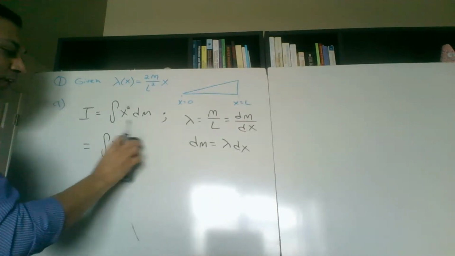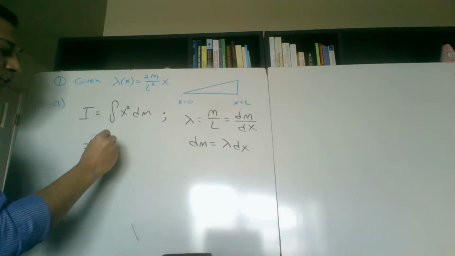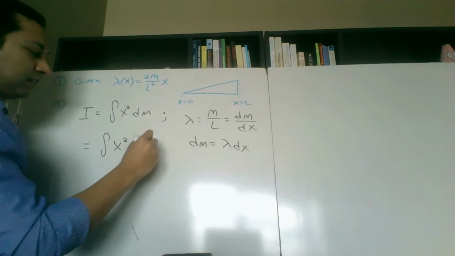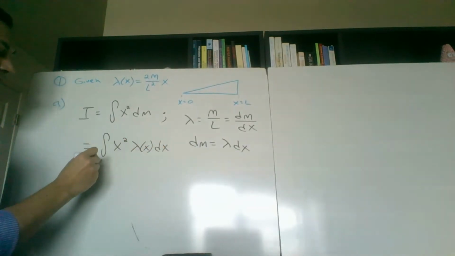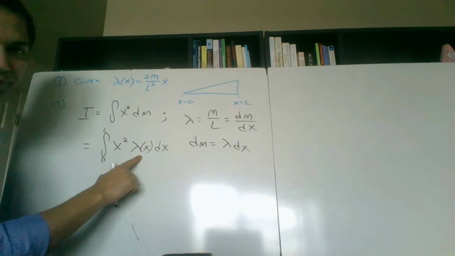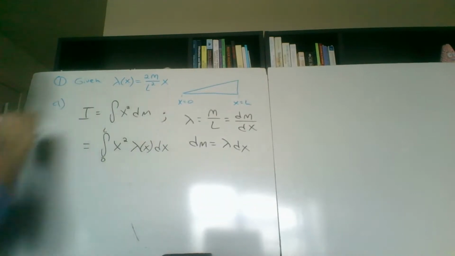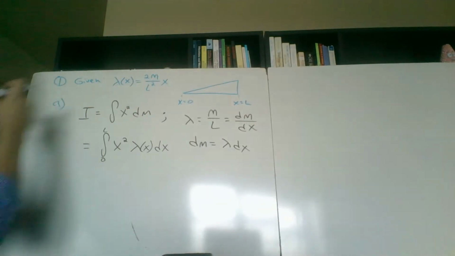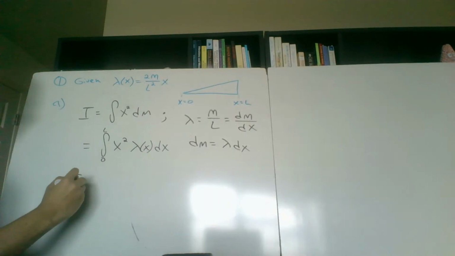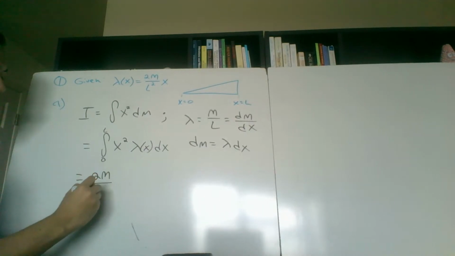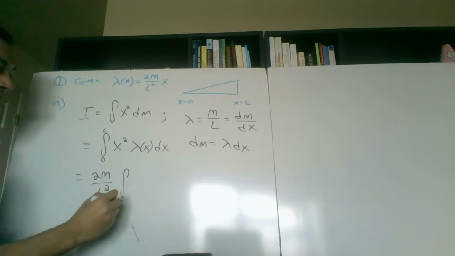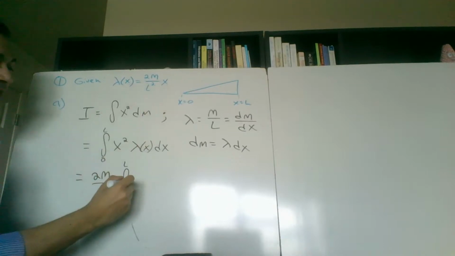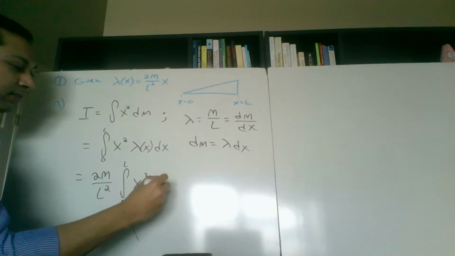Actually, let me rewrite it one more time. I'll put the x squared first, and then I'll put the dm, which is lambda as a function of x dx. And we evaluate this from 0 to L. Now you have to replace the lambda as a function of x with this equation right there. So substituting this for lambda, we can pull out the 2m over L squared. And we evaluate it from 0 to L of x squared, and then this x becomes x cubed dx.